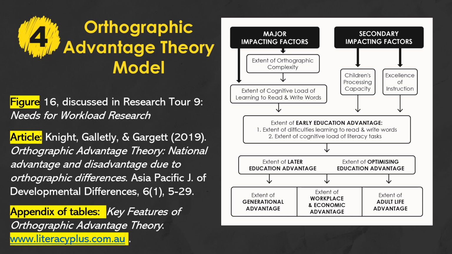Going from top right, of course, there are secondary impacting factors. There's children's processing capacity, there's excellence of instruction. We could add multilingualism in there because that helps develop children's executive function skills and what have you. Okay, and so heading down now from we've listed 6 areas of advantage. Extent of early education advantage, then we'll come down to extent of later education advantage.